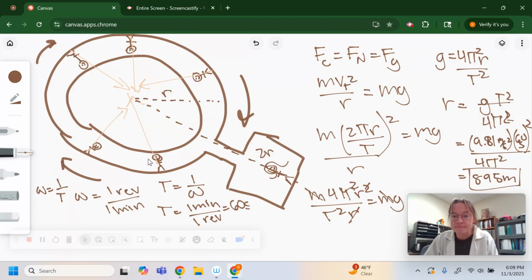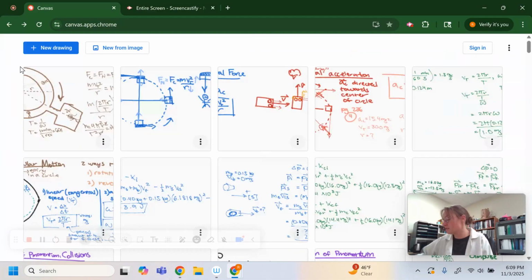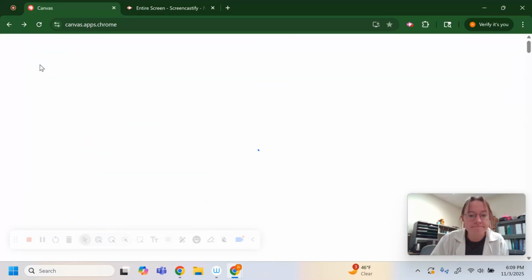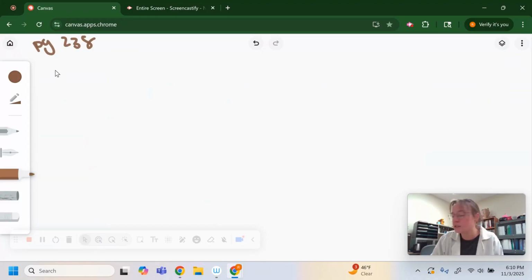Okay, now one last question that we are going to try together. This one actually comes from your textbook, from page 238. We're going to do question number 4 together.